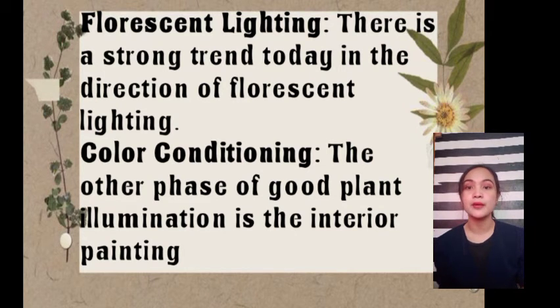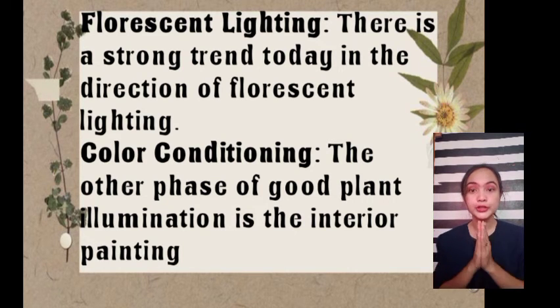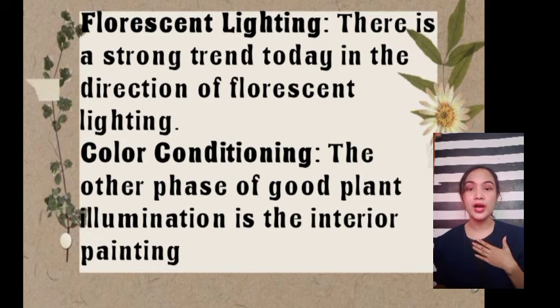And next, we have color conditioning. Color conditioning is a phase of good plant illumination, and it is the interior painting. The principal objectives of industrial color conditioning are to achieve uniform brightness but sufficient contrast, so that the job will appear more interesting in the employee's eyes than the surrounding area. It was found that a can of paint could salvage many foot-candles of light, and it is a well-known fact that white paint reflects from 74 to 89% of light.